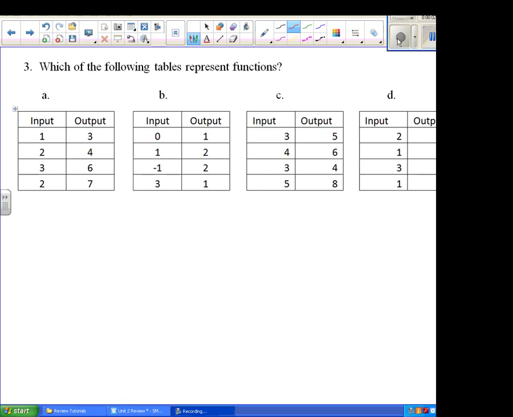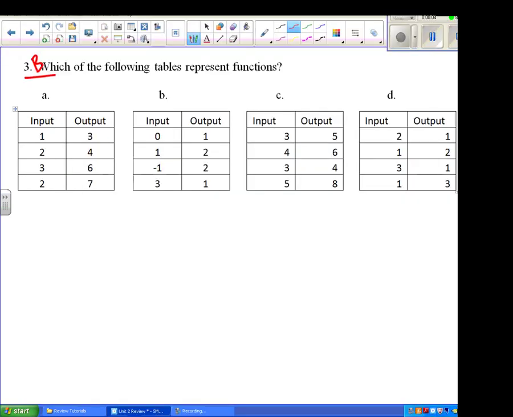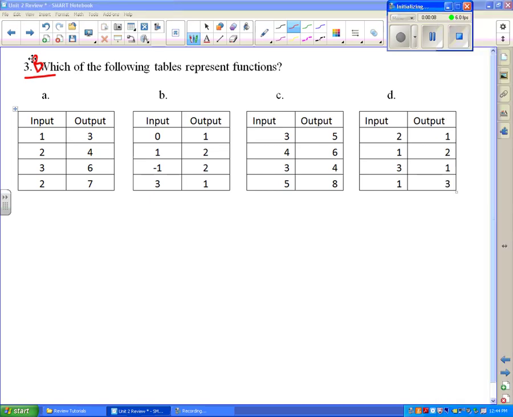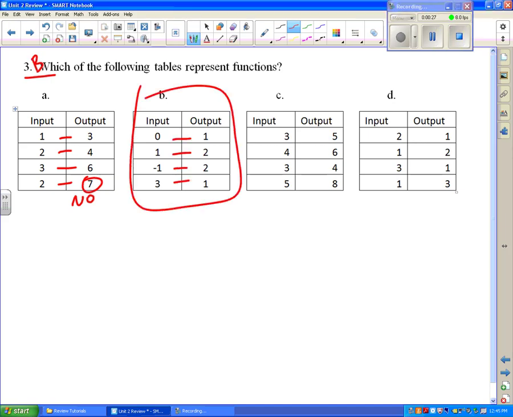We're going to call this question 3b because we've already had a 3. So 3b, which of the following tables represents a function? For a function, for every input, it needs to have only one output. So when we input a 1, we get out a 3. Input a 2, we get out a 4. Input a 3, we get out a 6. Input a 2, we should get out a 4, but it's 7. So this is a no because of that 7. 0, 1, 1, 2, negative 1, 3, 3. This one's good.